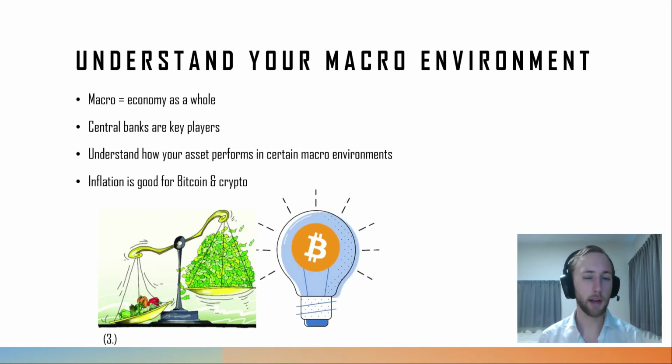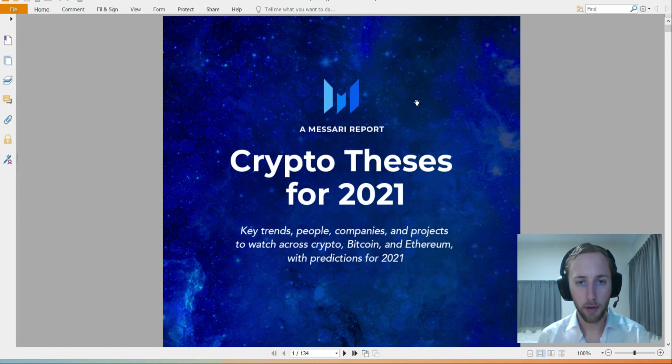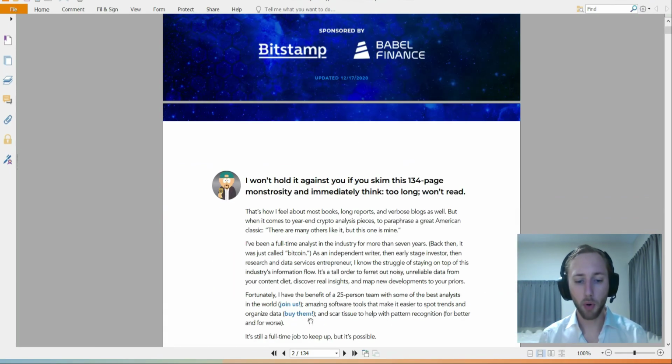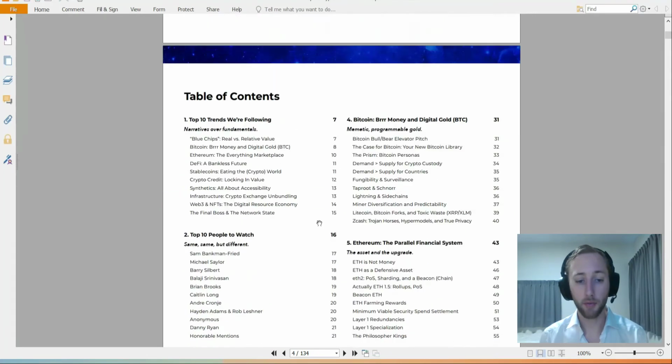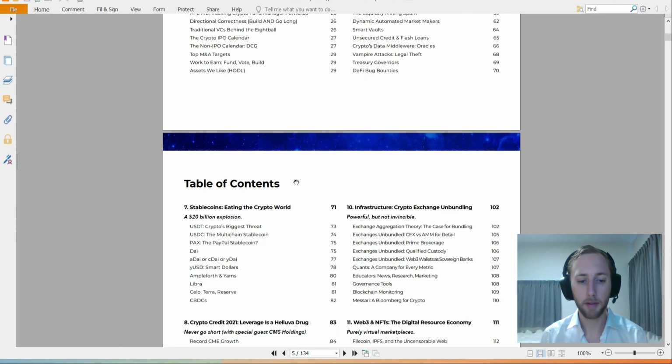Now, for Bitcoin, inflation is quite good. And so an environment in which central banks are printing money is a very good and very fruitful environment for Bitcoin. The relation of Bitcoin to inflation is described pretty accurately in the Messari report, Crypto Thesis for 2021. Even though it's 134 pages, it is written in such a way that everyone can understand it. It's kind of tongue-in-cheek, and it goes over some of the most important topics going on in the Bitcoin, Ethereum and wider crypto macroeconomic space.